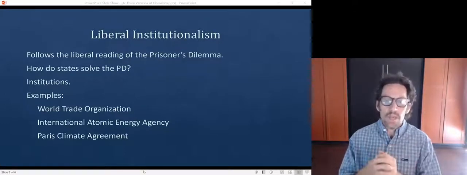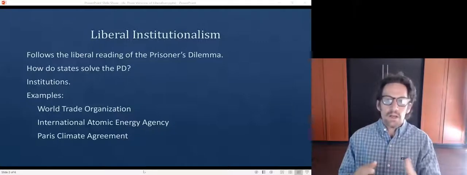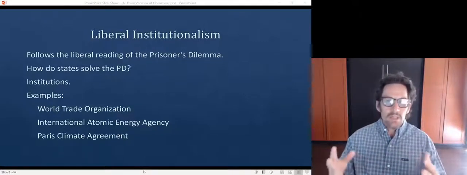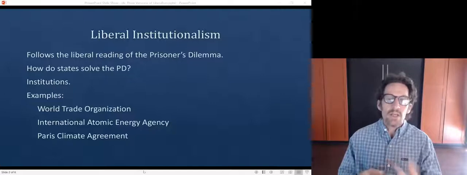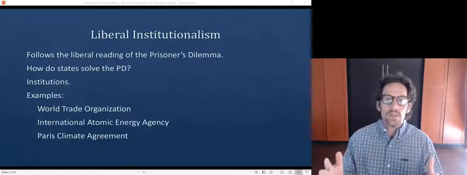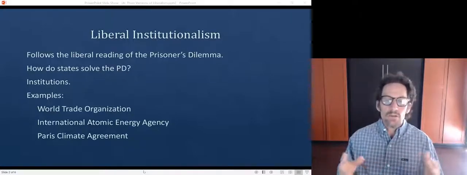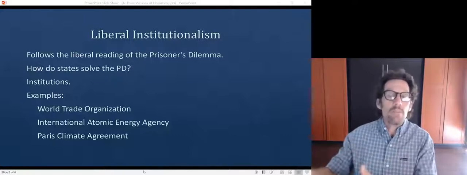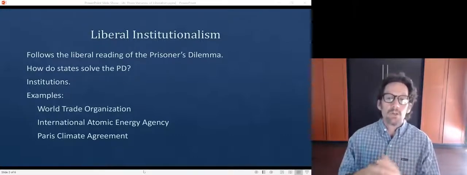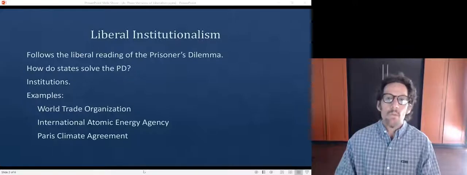Some examples in different areas of international affairs that I've pointed out here are the World Trade Organization, the International Atomic Energy Agency, and the Paris Climate Agreement. I point out the International Atomic Energy Agency because this one really comes to a core security issue. States find that they would rather submit their nuclear reactors to inspection by this international agency than have their neighbors worry that they might be getting nuclear weapons. And so that's why that works.